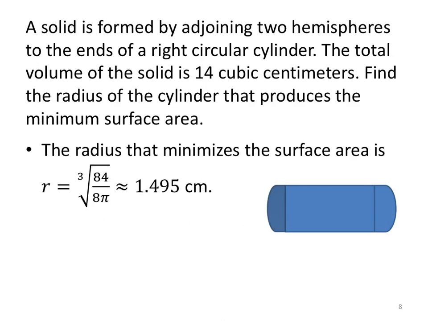The radius that minimizes surface area, exact answer, is the cube root of 84 over 8 pi. But if you wanted to round that to 2, 3, 4 decimals even, it's 1.495 centimeters. Cubic centimeters make volume. Make sure you get your units correct. Units matter.